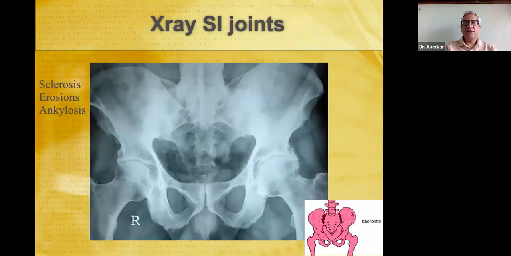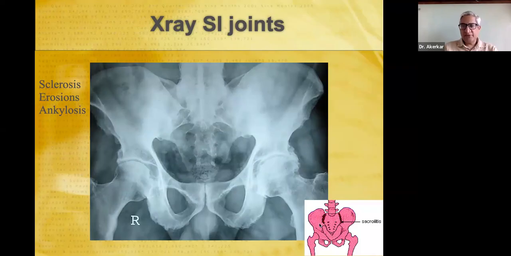What is done? We have three common modalities available: X-ray, CT scan, and MRI. What do we look at when we see the X-ray? One is the X-ray of the SI joint, and second, the X-ray of the spine. That is what we see in ankylosing spondylitis.